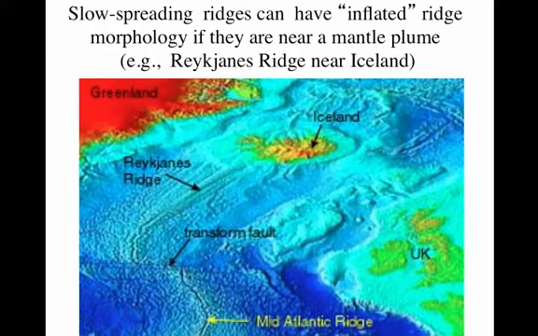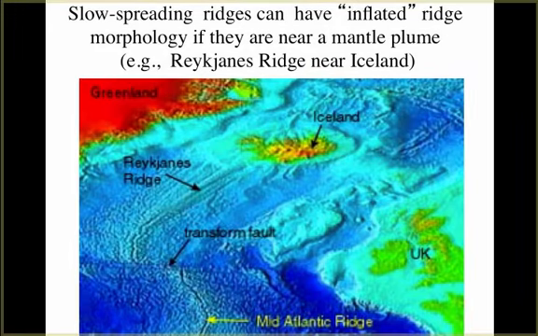Slow spreading ridges can have an inflated ridge morphology if they're near a plume, and here we're considering Iceland, where there's a plume. Well, it's a topic of debate, but there's likely a mantle plume beneath Iceland, and it's also along one of these mid-ocean ridge systems. This Reykjanes ridge sits much higher up in the oceanic crust because of the heat from that adjacent mantle plume.